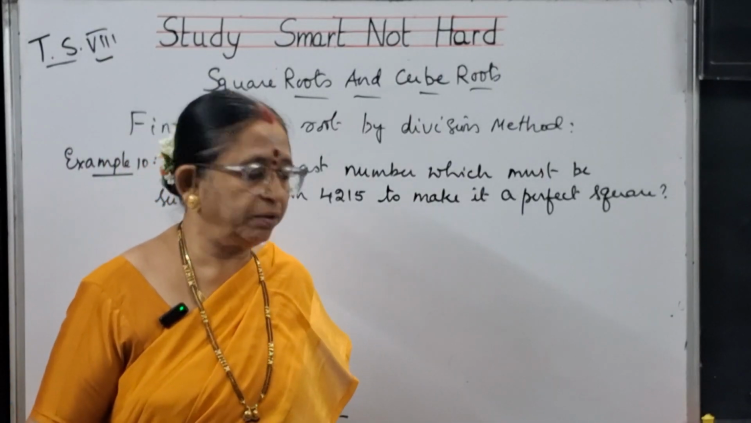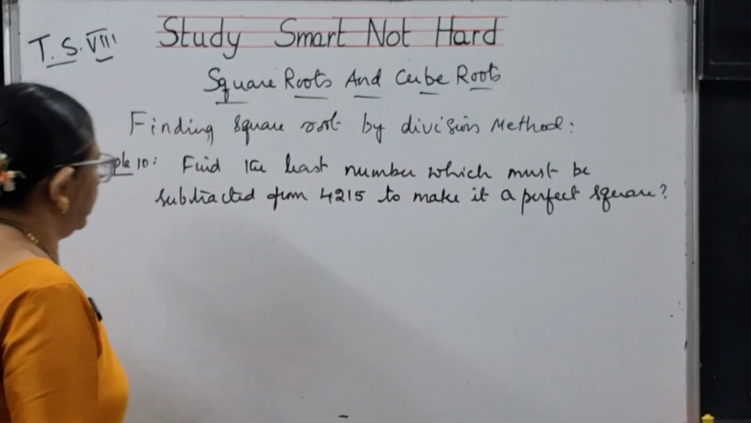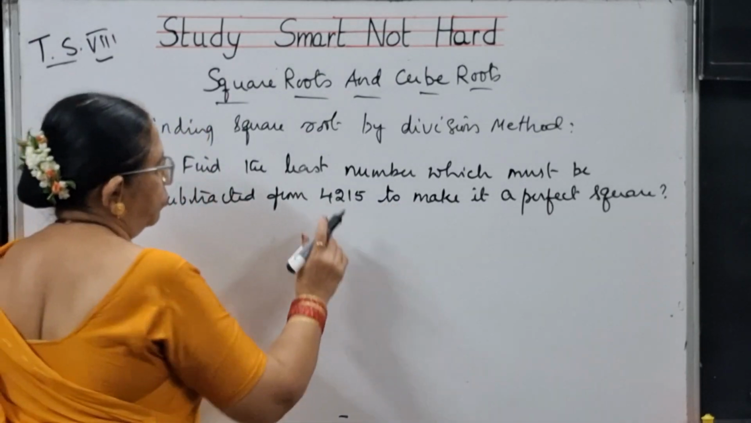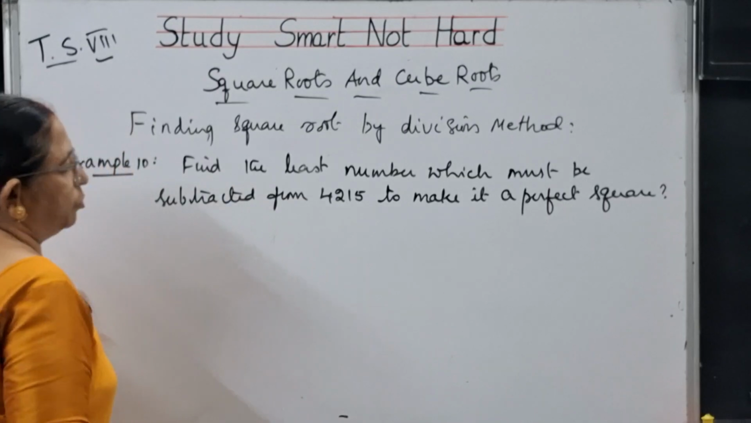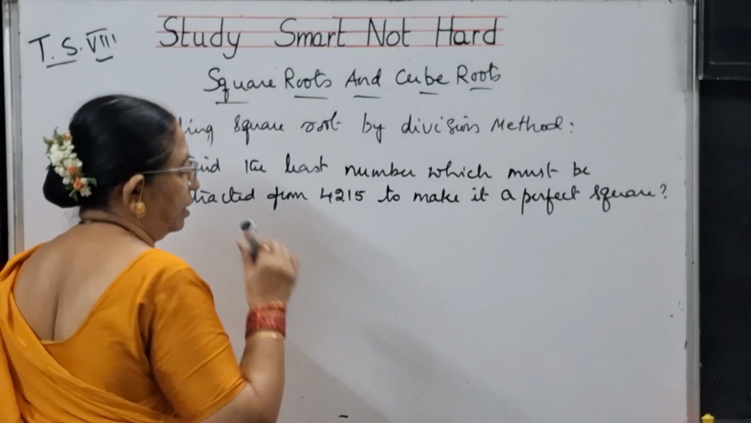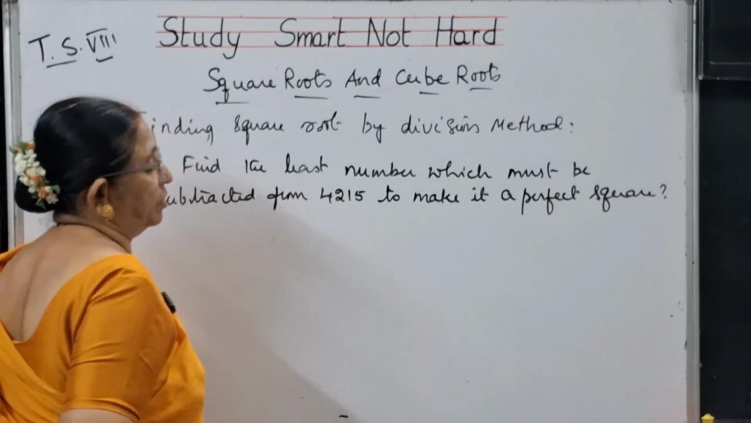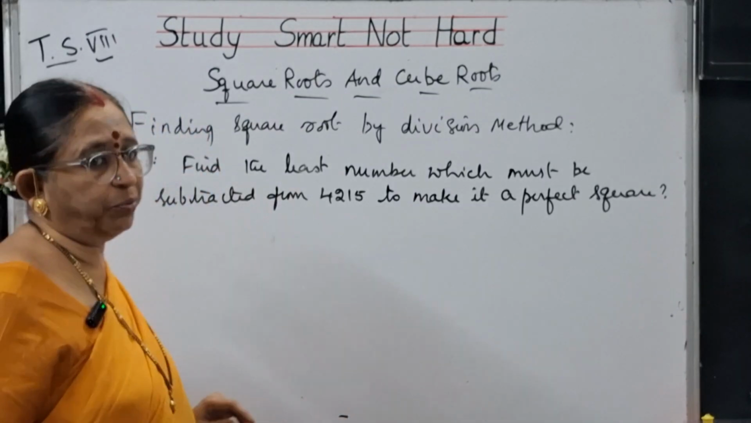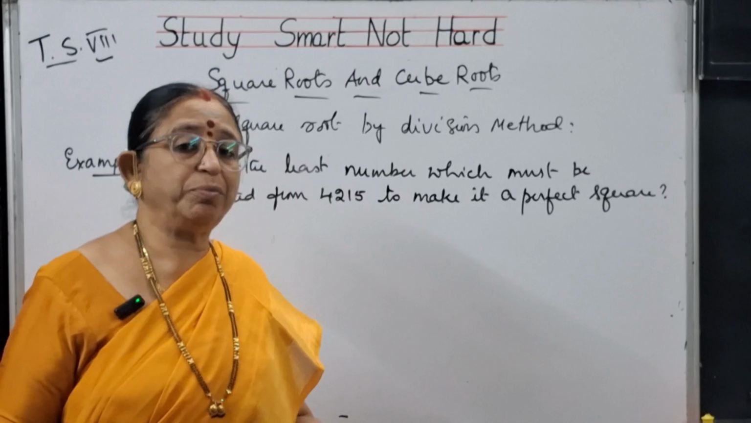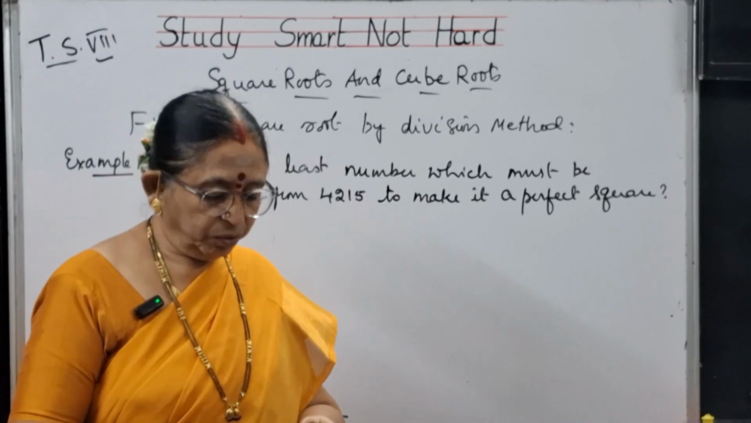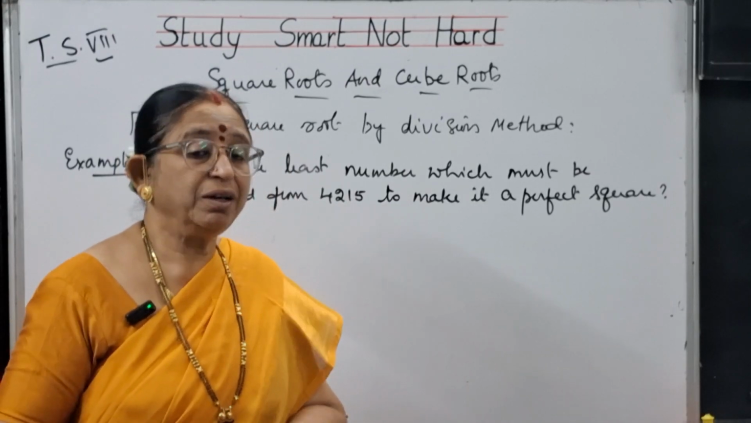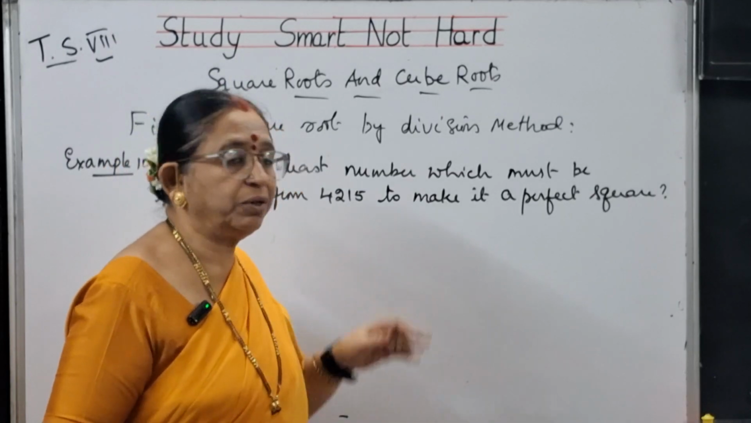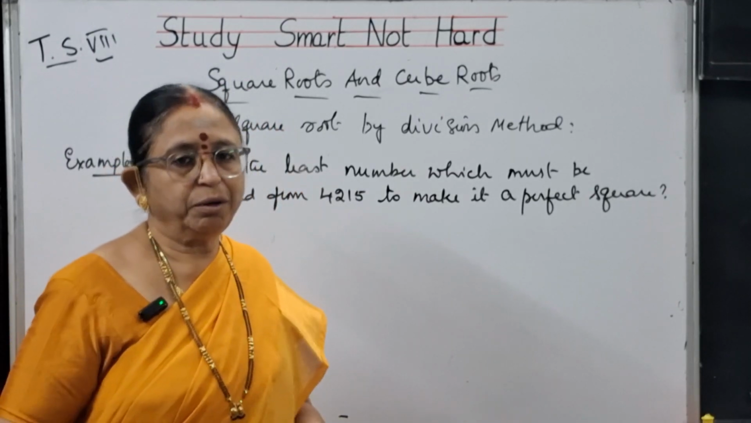Now the next one, children, example 10. Find the least number which must be subtracted from 4215 to make it a perfect square. That means they are saying this is not a perfect square. We have to get a perfect square. How? In the previous problem we have done this. You got a perfect square by subtracting a number. So here also they are asking the same thing. What is the least number that should be subtracted from 4215 to make it a perfect square?